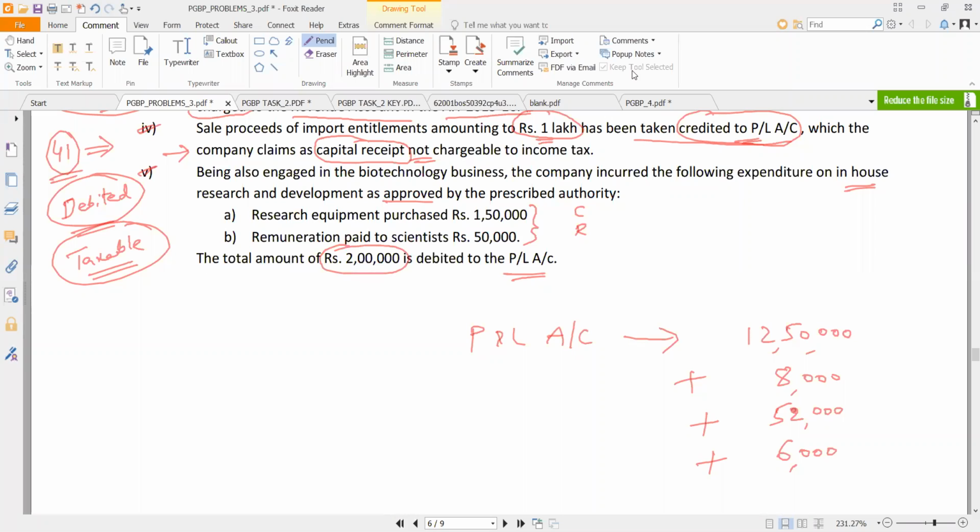Same question. Add, deduct, nothing. 2 lakhs. Add, deduct, nothing. Nothing. Why? Because we know that, for biotechnology business and any business, in-house capital expenditure and in-house revenue expenditure are completely allowed as deduction under section 35. So what they did is correct. They debited to P&L. Accounting-wise, it may be wrong because this is a capital expenditure. But tax-wise, nothing wrong. Tax-wise, perfect. So nothing to be done there.